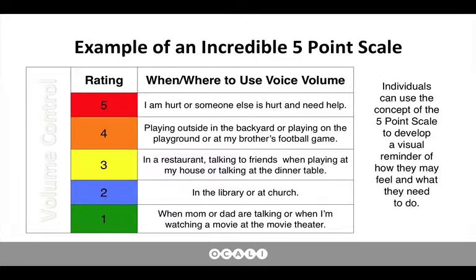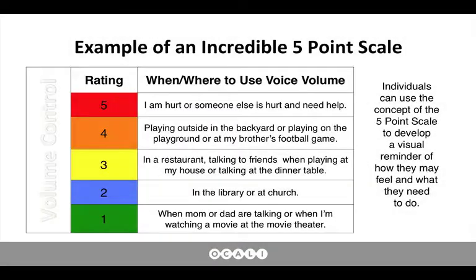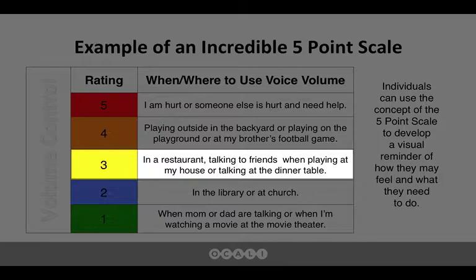This scale is an example of what may be developed to help individuals control their volume in different situations across environments, including in their home and out in the community. On this scale, 1 means no words, sounds, or noise out of my mouth, such as when adults say I should be totally quiet when I'm watching a movie at the movie theater or when my parents are talking. 2 means I need to use little voice, also called very quiet voice, like when I'm in the library or at church. A 3 equals normal voice, also called the inside voice.